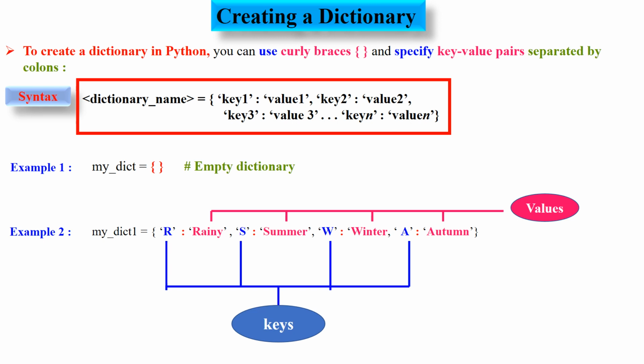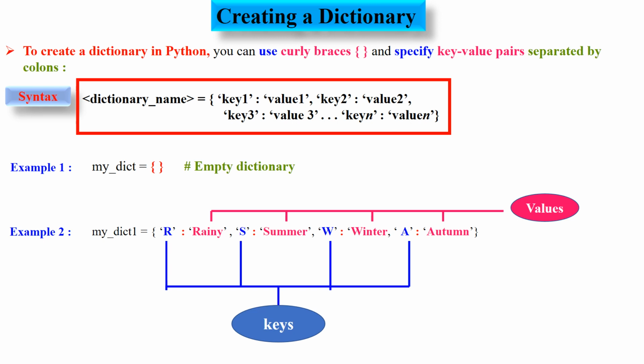Let's see some examples. Now, look at example 1. In the line my_dict equals curly braces, you are creating an empty dictionary named my_dict. In this case, by assigning curly braces to my_dict, you are initializing an empty dictionary with no key-value pairs. This provides you with a dictionary object that you can populate with data later on by adding key-value pairs.